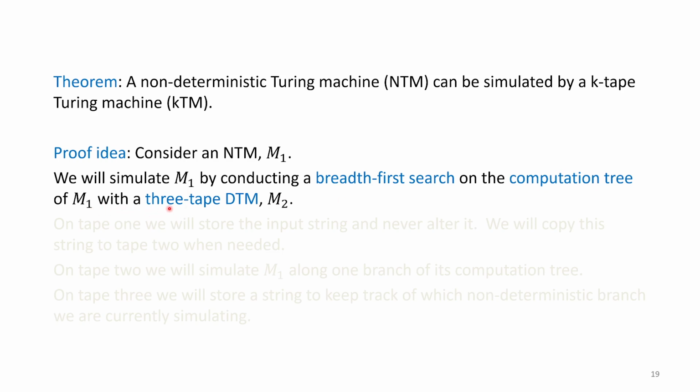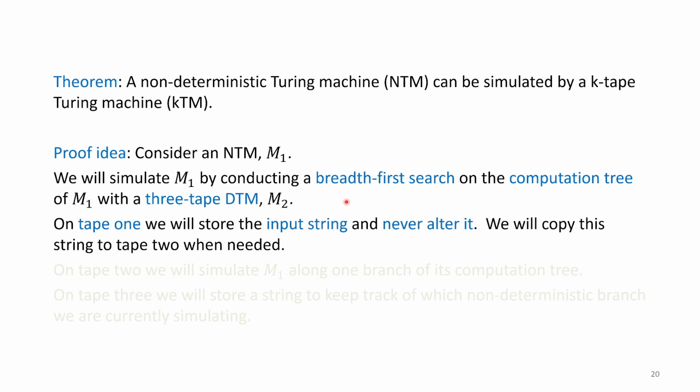Okay, so this is going to be a breadth first search of the computation tree, and then we're going to do it with a KTM, but specifically I'm going to use 3 tapes. So I'm going to call it a 3-tape deterministic Turing machine, and we'll give it a name M2 just so we can be formal about it. Okay, so what are we going to do with our 3 tapes? Well, on tape 1, we're going to have the input. I already mentioned the first tape is usually where the input string is stored. So that's all it's going to be for. We're going to put the input string on the first tape. That's where it originates, and we're never going to change it.